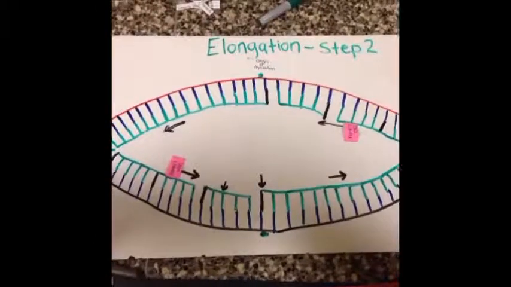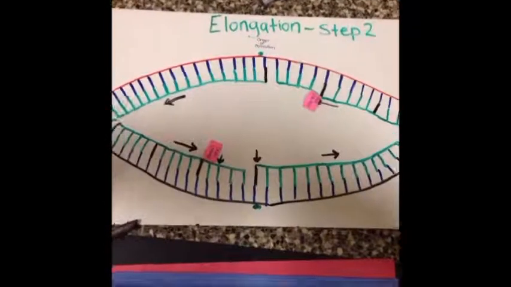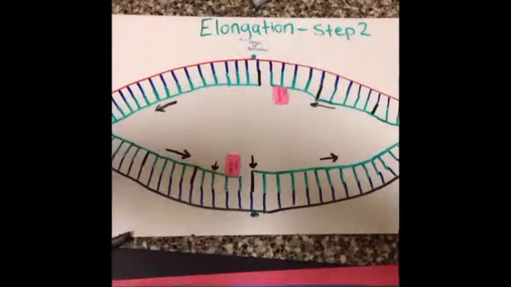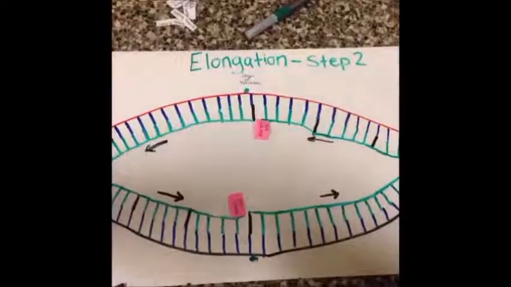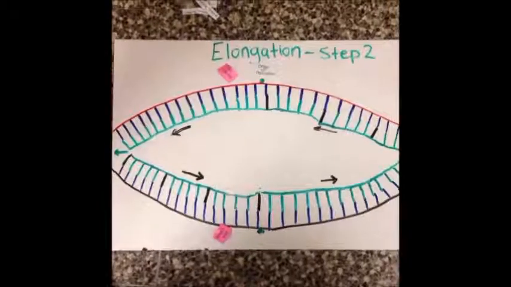This is elongation to the scale of a full replication bubble, as opposed to half a bubble shown previously. There are two lagging strands and two leading strands. The same synthesis is occurring on both sides.